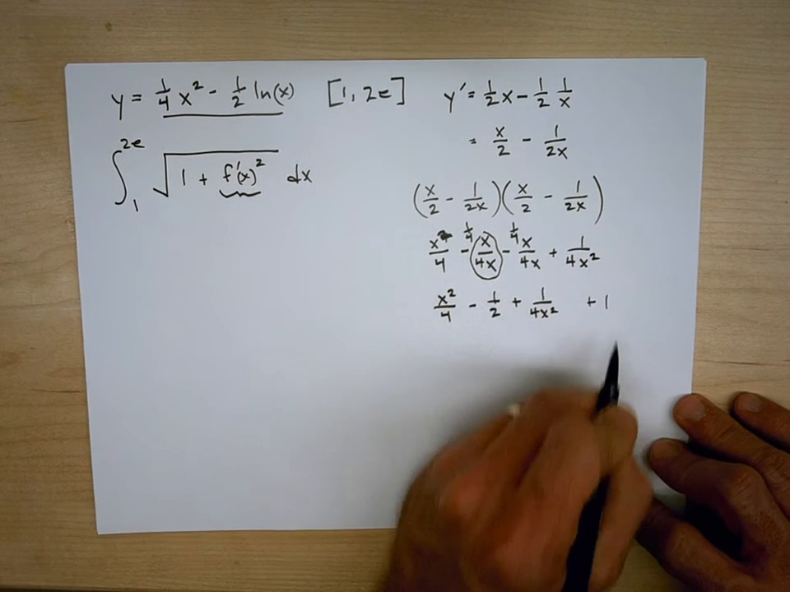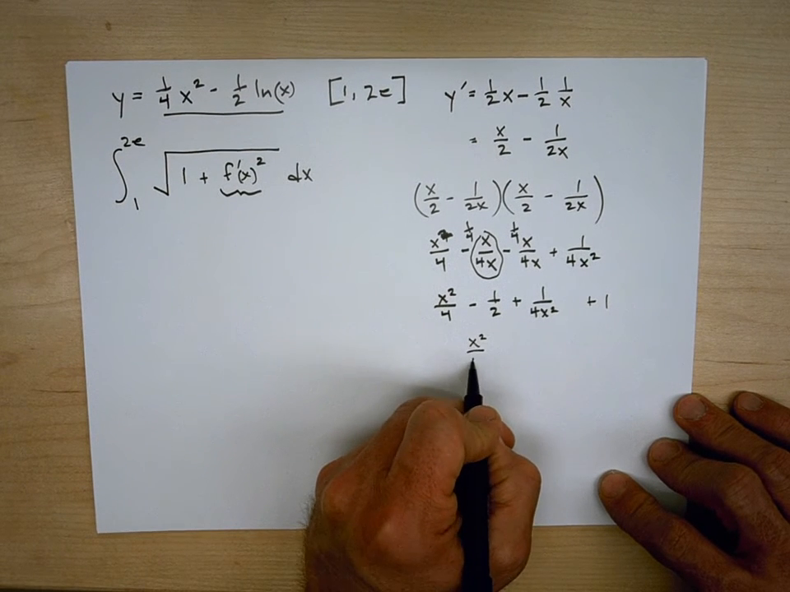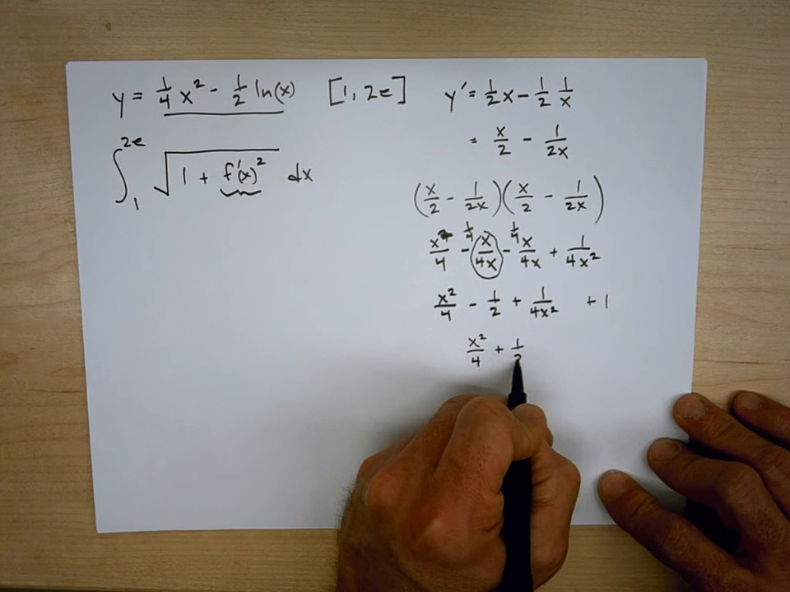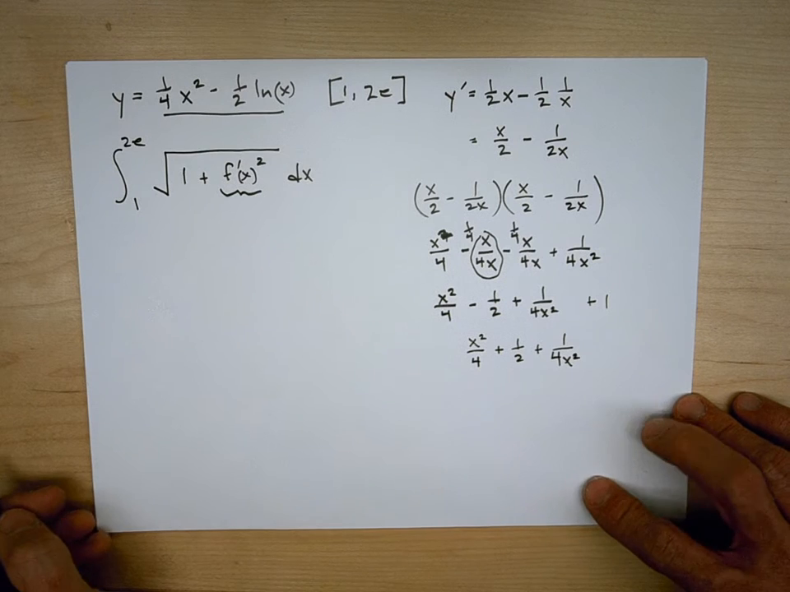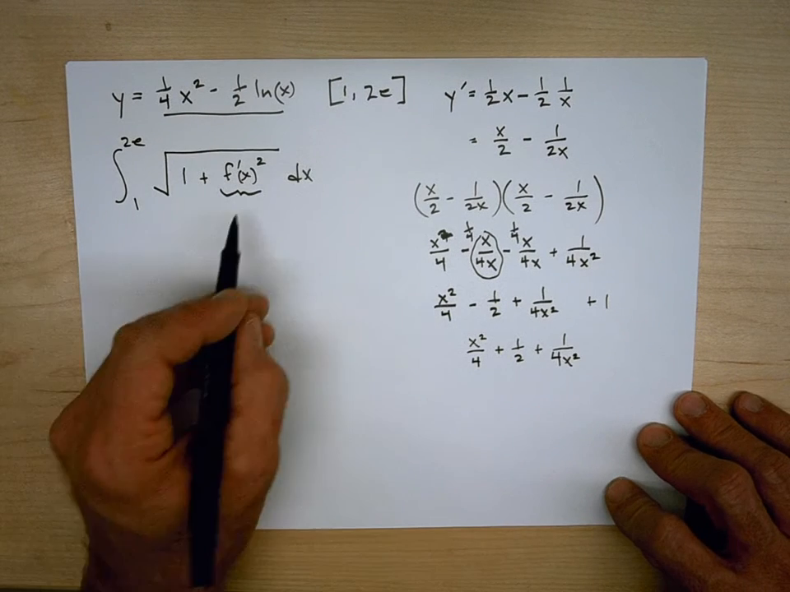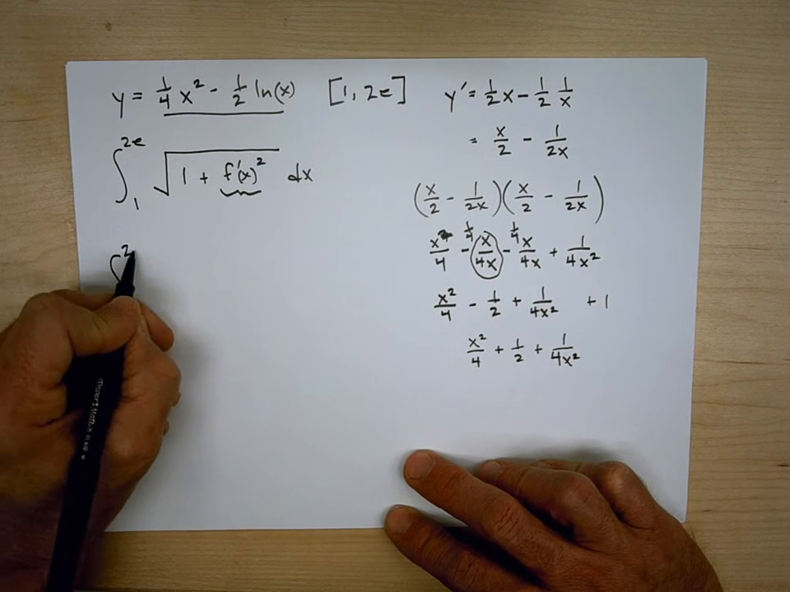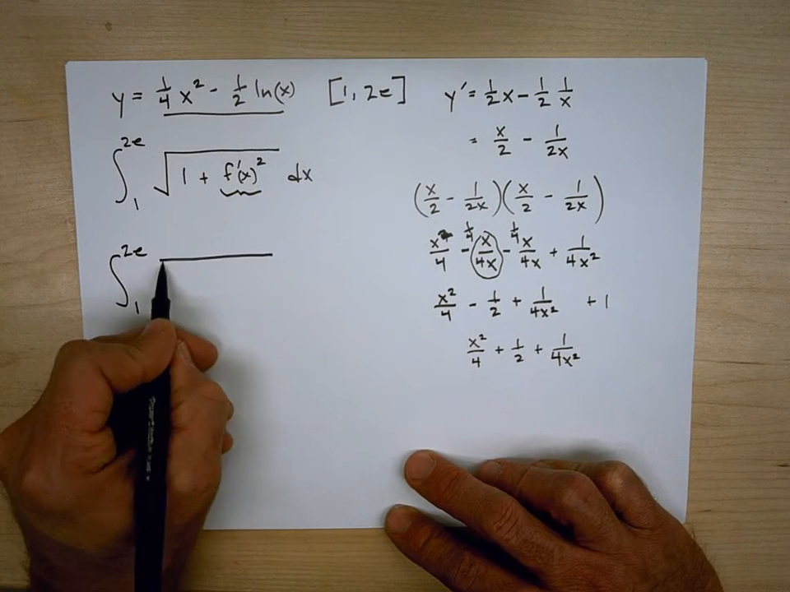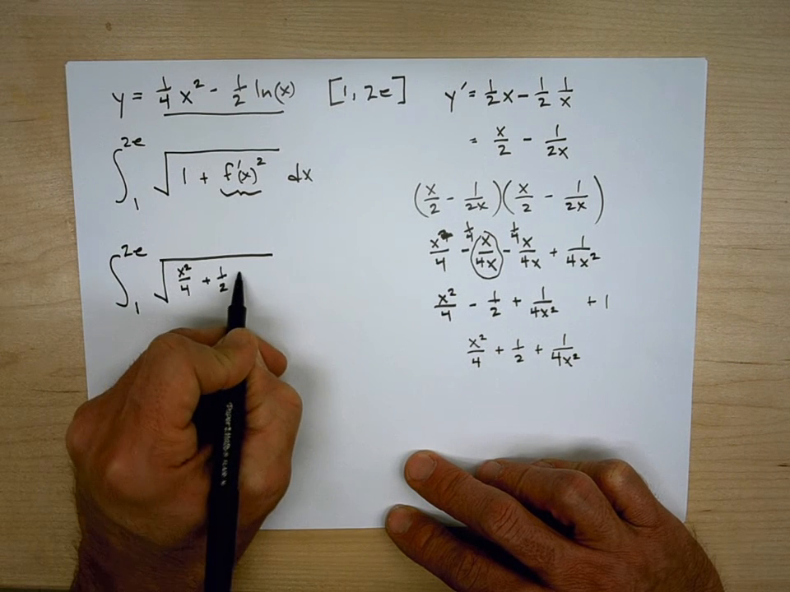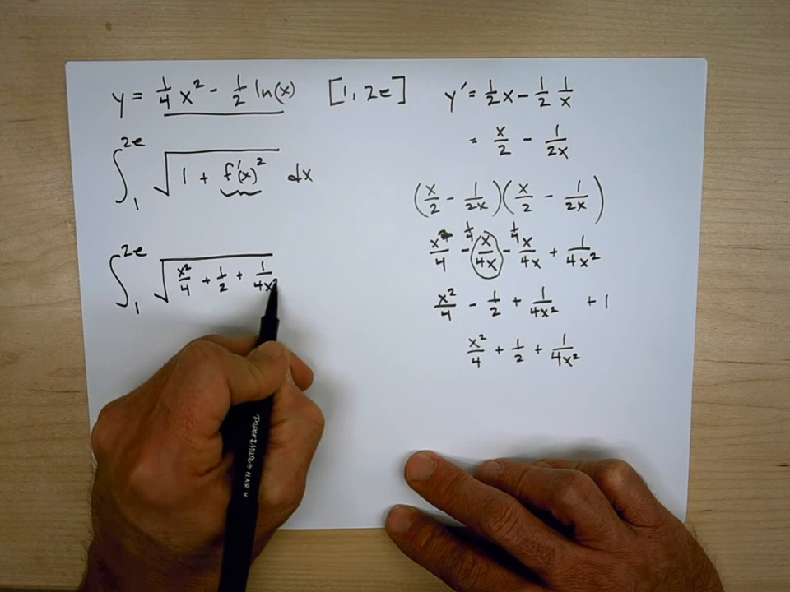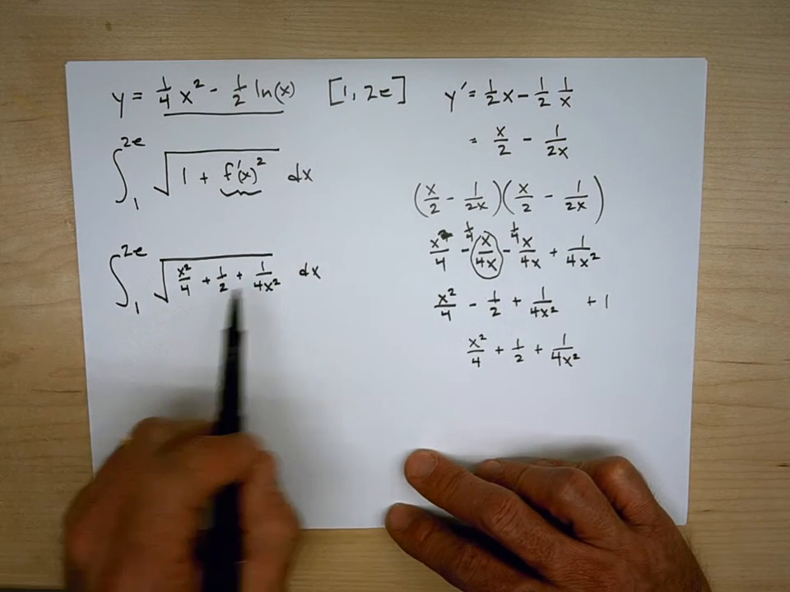If I just add 1 to this, then I'm going to end up with x squared over 4 plus 1/2 plus 1 over 4x squared. All right, so now we are ready to put that underneath the radical and integrate. So I have the integral from 1 to 2e of the square root of x squared over 4 plus 1/2 plus 1 over 4x squared.